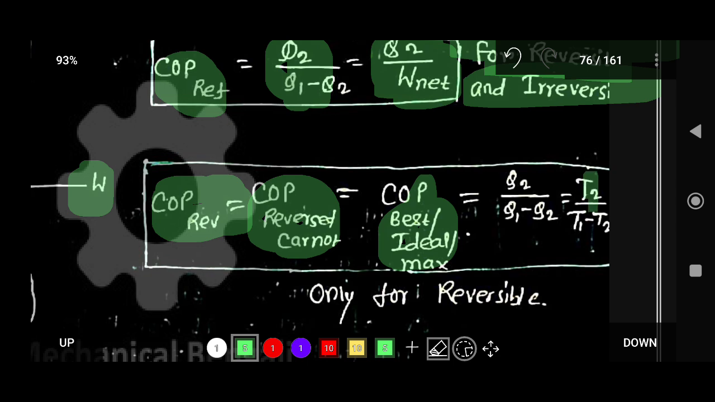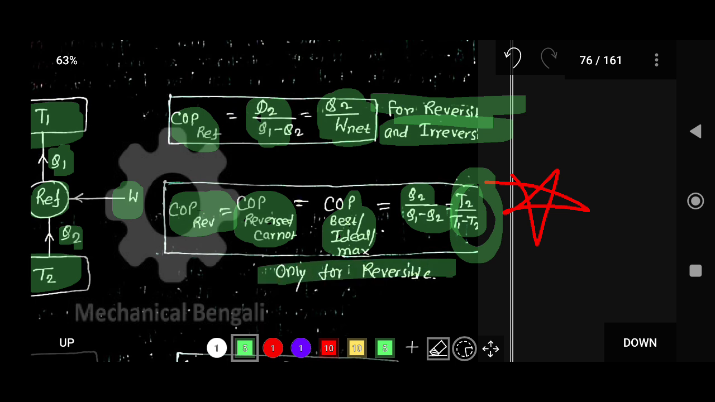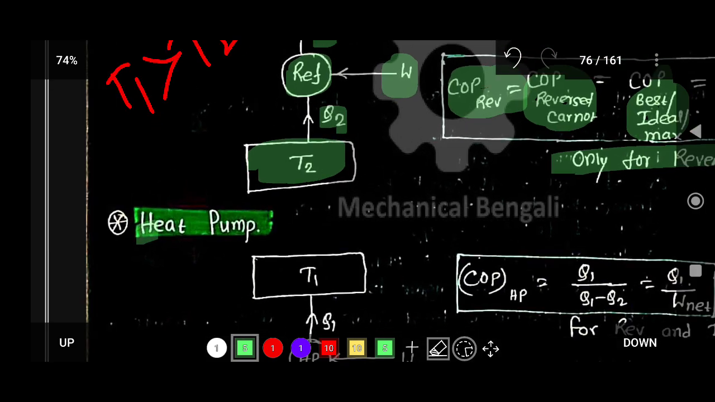Now if you want to calculate the reversible COP or Carnot COP, or the maximum possible COP, then the formula is T2 by T1 minus T2. So Q2 is replaced by T2 and Q1 is replaced by T1. So this is basically the maximum COP formula. This is very, very important. If this is there, then you can say that this is for a reversible refrigerator. Okay, reversible COP.